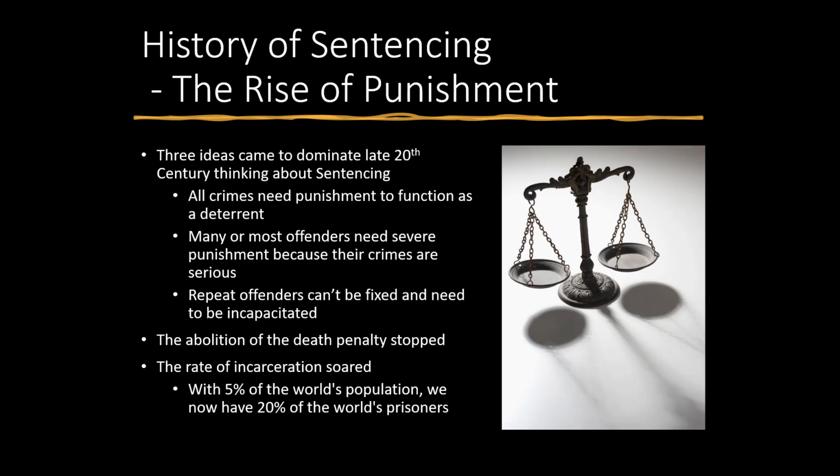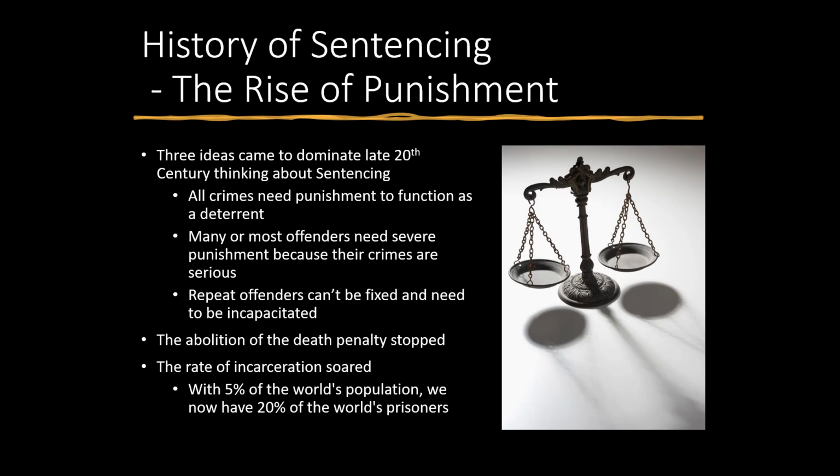So, three ideas came to dominate late 20th century America. One, all crimes need punishment to be true deterrents. So the way you deter crime is you punish. And this is a very attractive idea to people. Why don't people commit crimes? They don't commit crimes because they're afraid, they're being deterred. Two, many or most offenders need to serve severe punishments because their crimes are very serious. And three, repeat offenders can't be fixed, and you simply need to incapacitate them. Rehabilitation begins to go out the window.